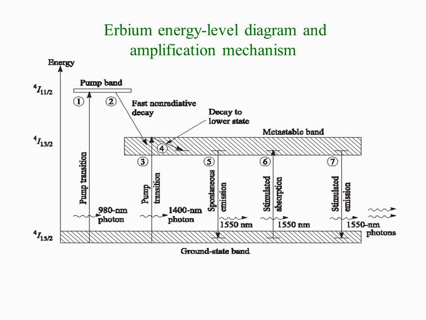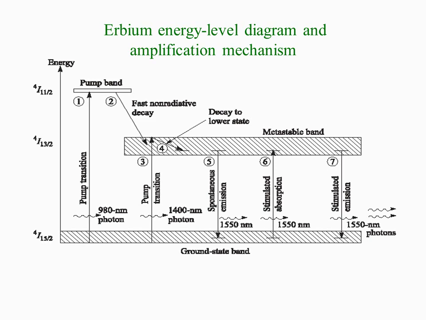After that, within the metastable band, there is a possibility of transition from the top level to the bottom level. You can see that in number 4, decay to the lower state. Later, a few of the excited electrons may fall into the ground state band by spontaneous emission. Without any external triggering photon, the excited electron drops into the lower energy state and generates a photon, in a random pattern.